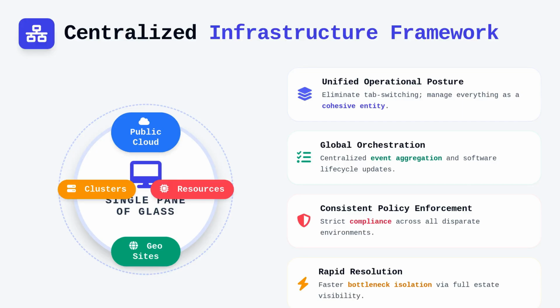When your infrastructure scales beyond a single site, the ability to view the health of your entire estate, including public cloud integrations, becomes a necessity rather than a luxury. This centralized visibility shortens the time to resolution for performance bottlenecks, as you can quickly isolate issues that might be affecting workloads spread across different physical or logical boundaries.